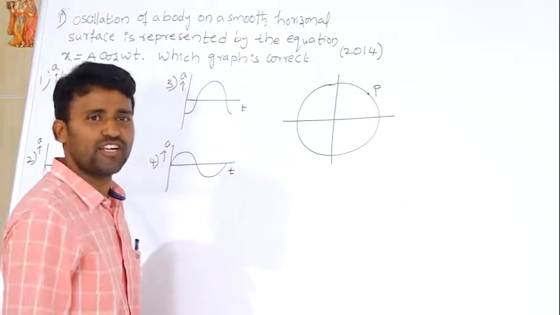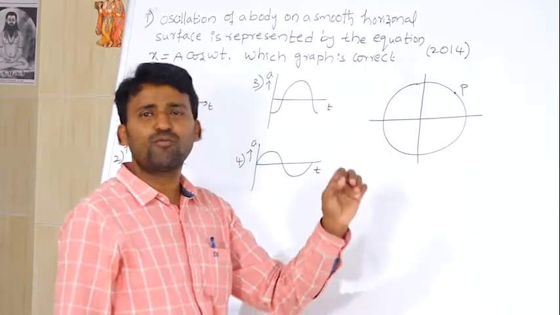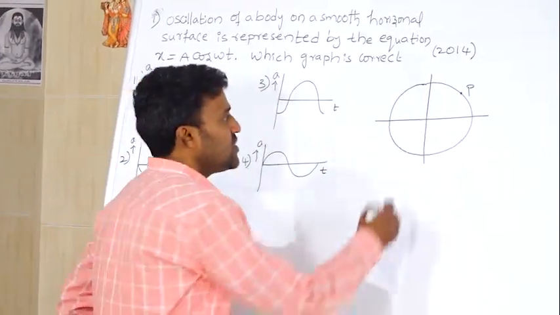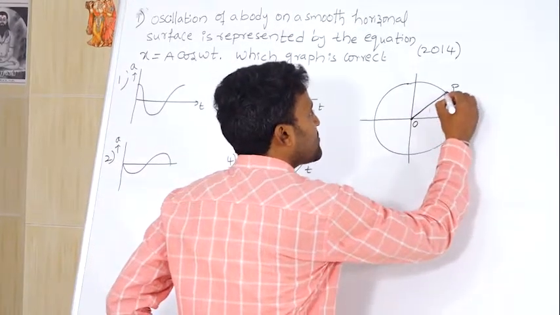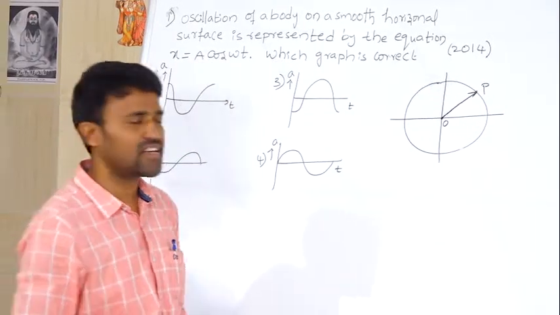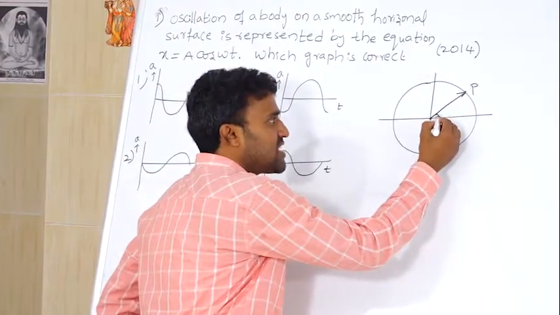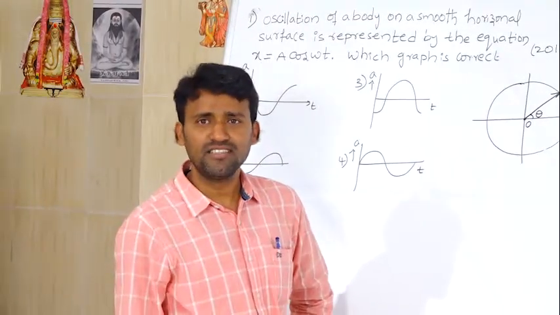The particle is moving on a circular path. The mass of the particle is m. Now this is the center of the circle, O. Now the position vector I am taking, OP, is the position vector. It makes an angle theta with the x-axis.